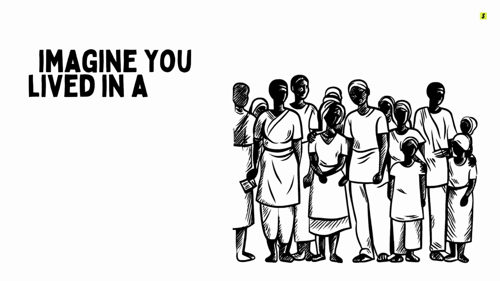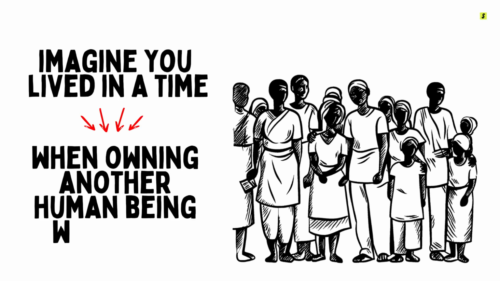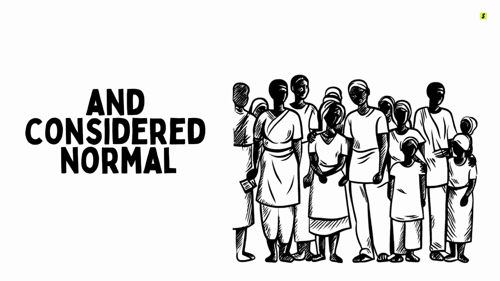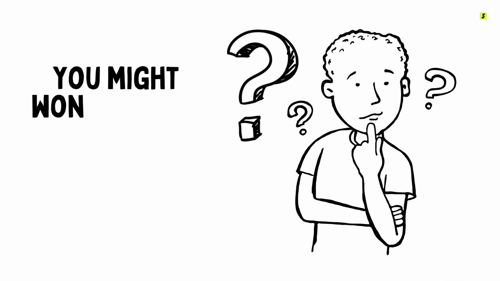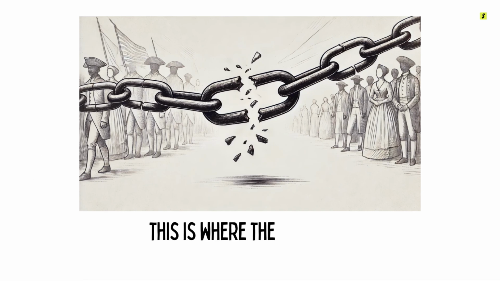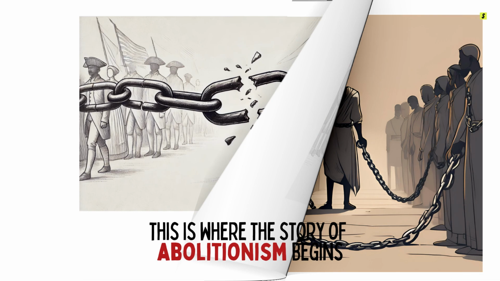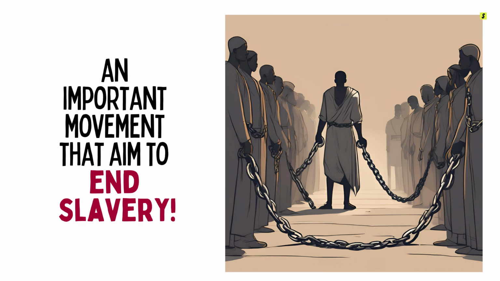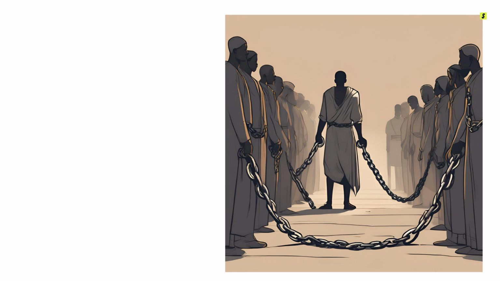Imagine you lived in a time when owning another human being was legal and considered normal. You might wonder, how could such a practice exist? This is where the story of abolitionism begins, an important movement that aimed to end slavery.